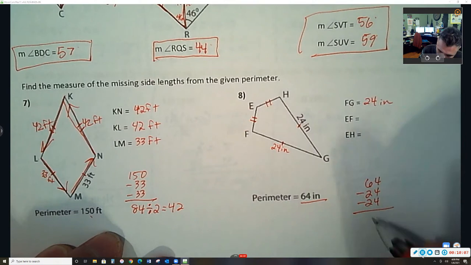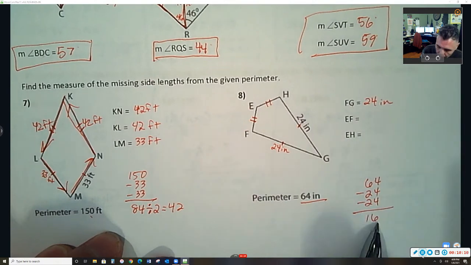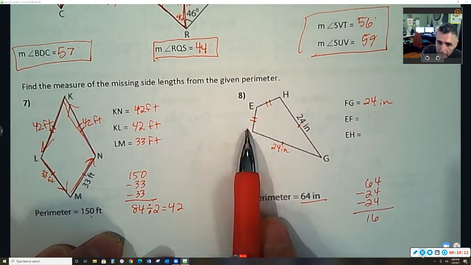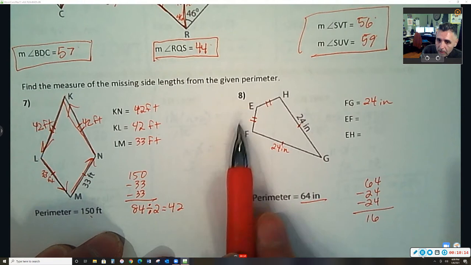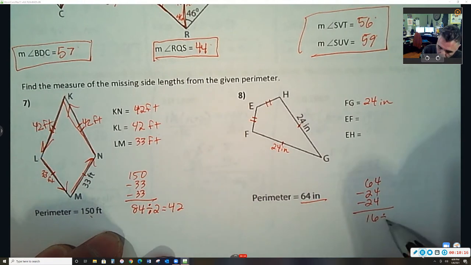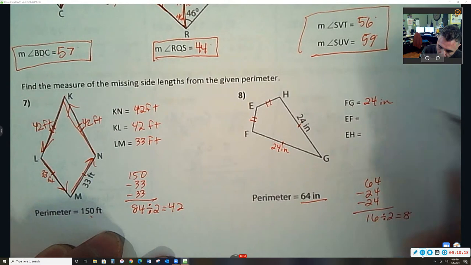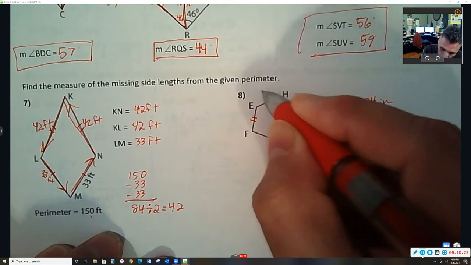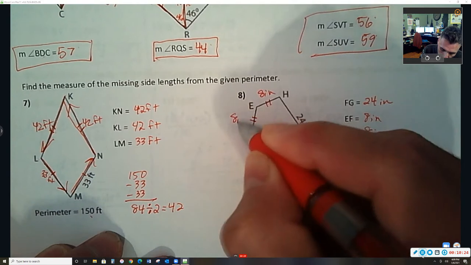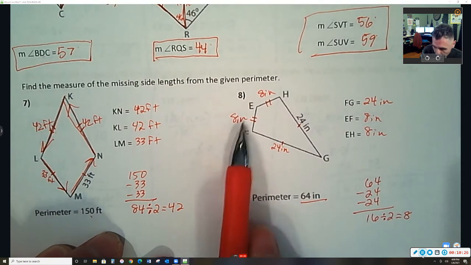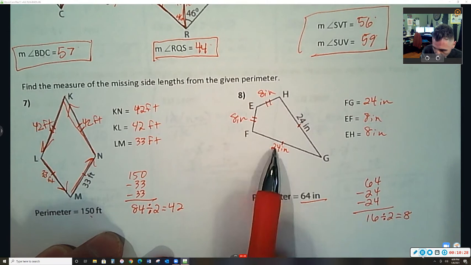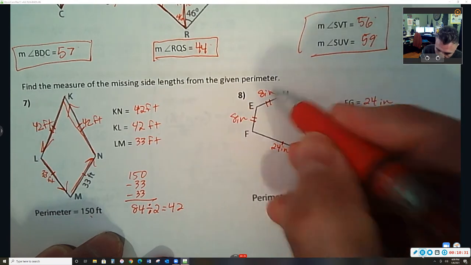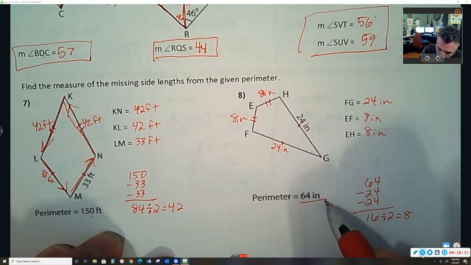Subtract those. When you subtract those, you get 16. Well, that 16 has to be divided into these two side lengths. So divided by 2, and you get 8. So I know this is 8 inches and this is 8 inches. And again, you can verify that by taking 8 plus 24 plus 24 plus 8. And when you add those all up, you'll get the perimeter.